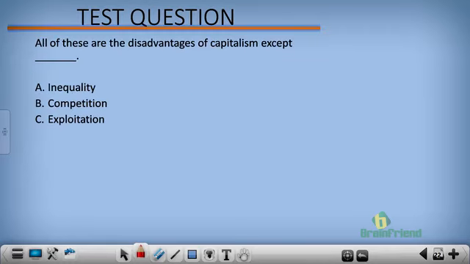Well, if you really didn't get the first one, let's see another question. I guess you get this now. The question says, all of these are the disadvantages of capitalism except: A, inequality, B, competition, C, exploitation. All right. If you picked A, you're wrong. Inequality is not an advantage of capitalism. And if you also picked C, you're wrong. The answer is competition, because in capitalism, there is healthy competition amongst producers of goods and owners of businesses.